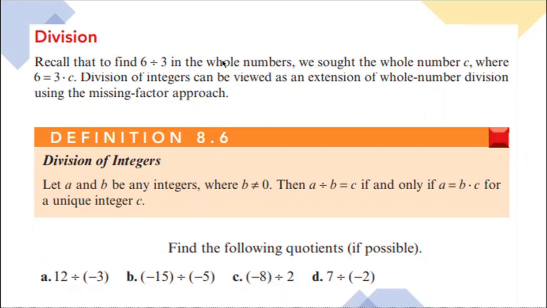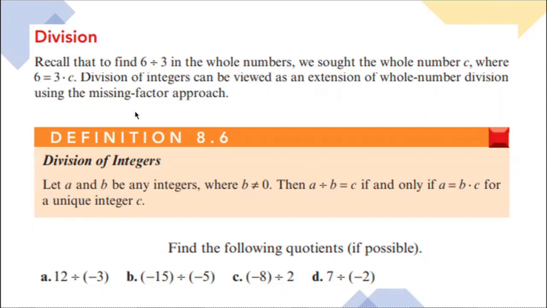Now we are continuing the study about integers and operations on integers. Now we are in division. Recall that to find 6 divided by 3 in the whole numbers, we sought the whole number C, where 6 equals 3 times C.